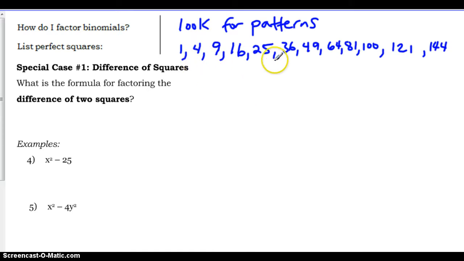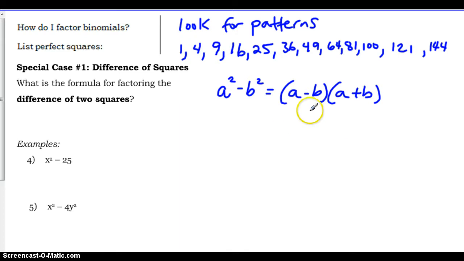So here's the list of the perfect squares. Now you want to know and recognize these numbers so that when you look to factor, you can immediately recognize that 25 is one of our perfect squares. The formula that we use for a difference of two squares is a squared minus b squared equals a minus b times a plus b.